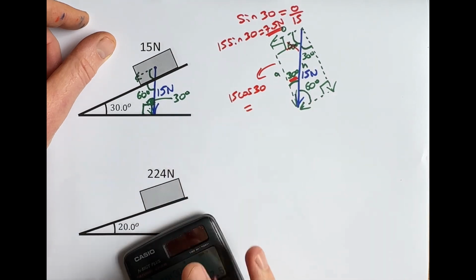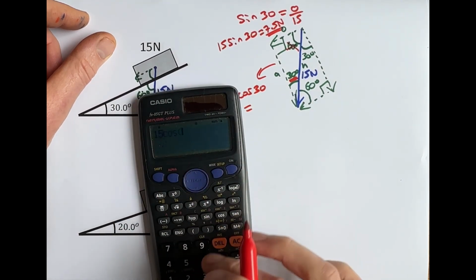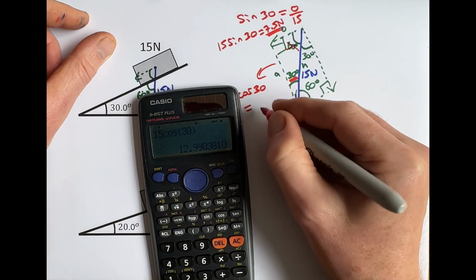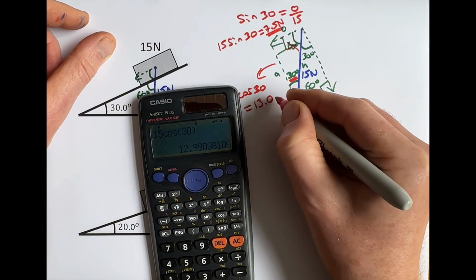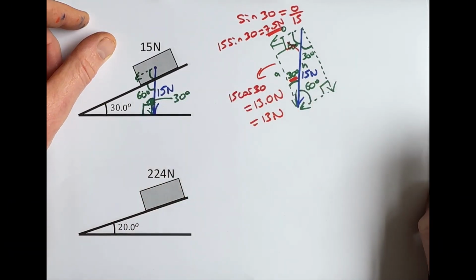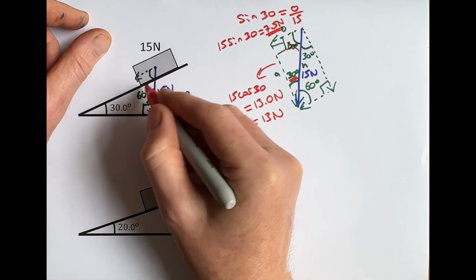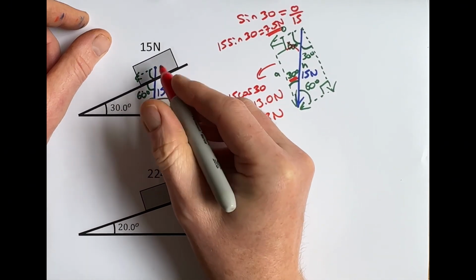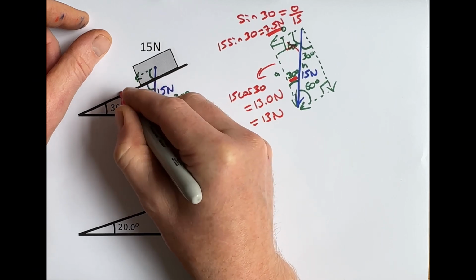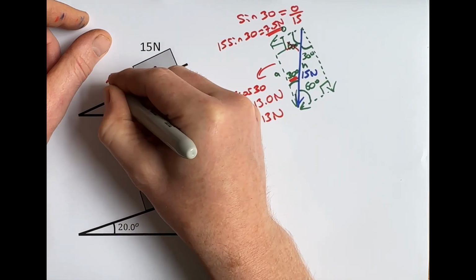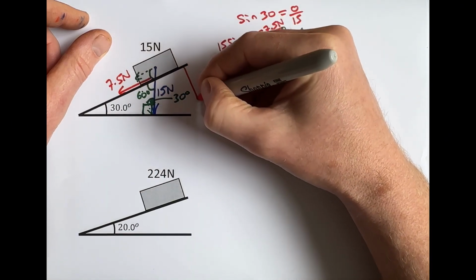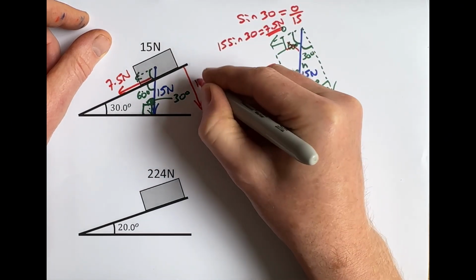And in that situation, it's going to equal 15 cos 30, which gives you 12.99, so essentially 13.0 newtons, or 13 to 2 significant figures, like the data was, okay? So we now know that this weight vector has two components. Down the slope, along the slope, it's got a component which is 7.5 newtons, and perpendicular to the slope, it's got a component which is 13 newtons.